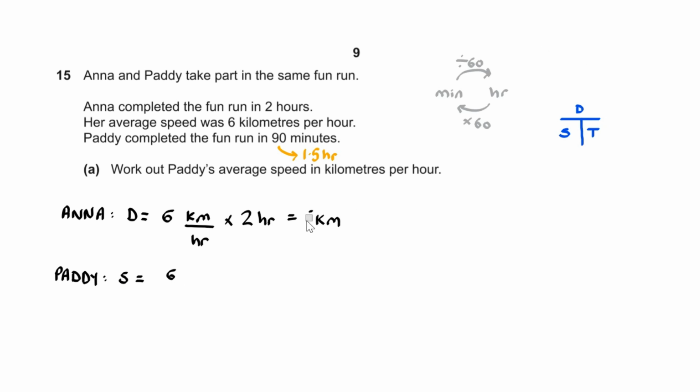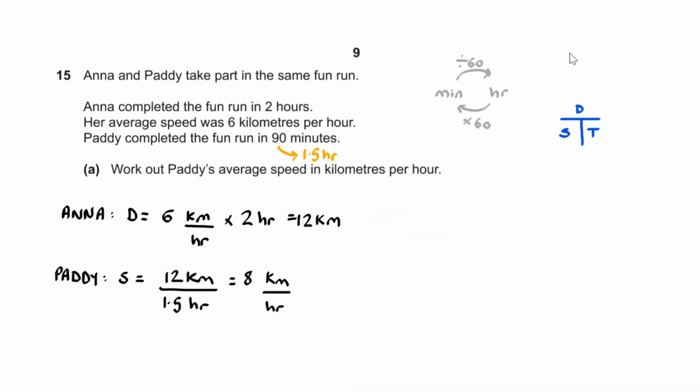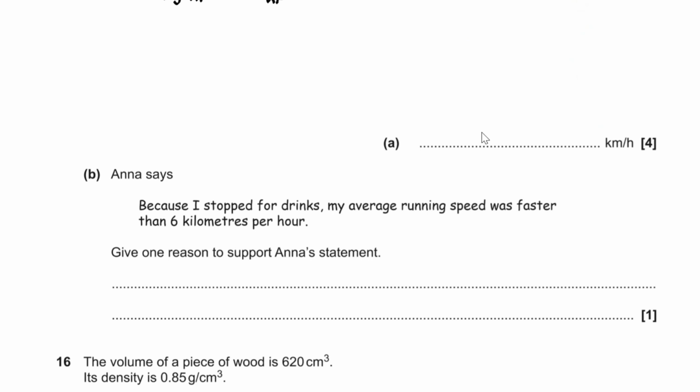Rather, here we've got the distance equaling 12 kilometers, divided by the time, which is 1.5 hours. So we can find out the average speed, which would be 8 kilometers per hour. So therefore, we have 8 kilometers per hour.